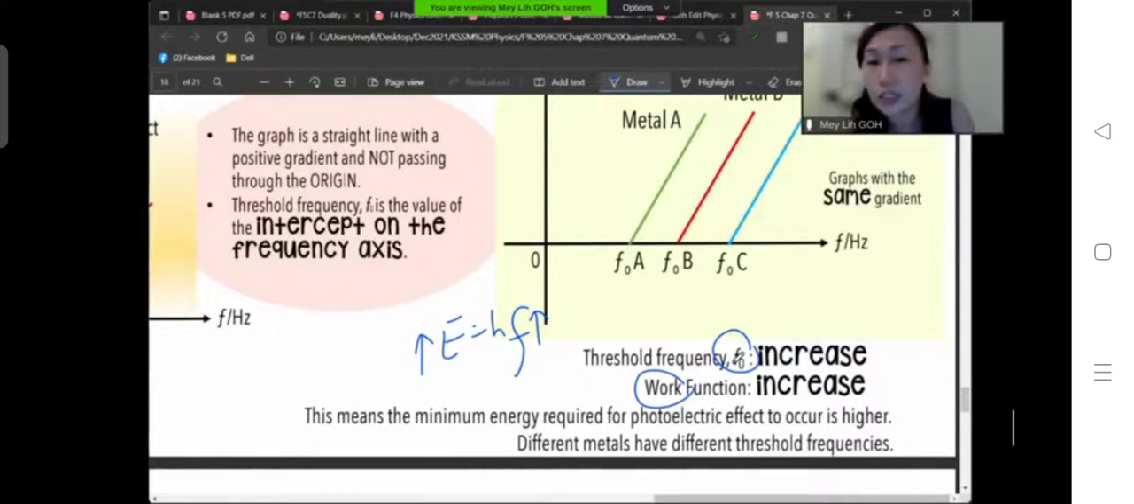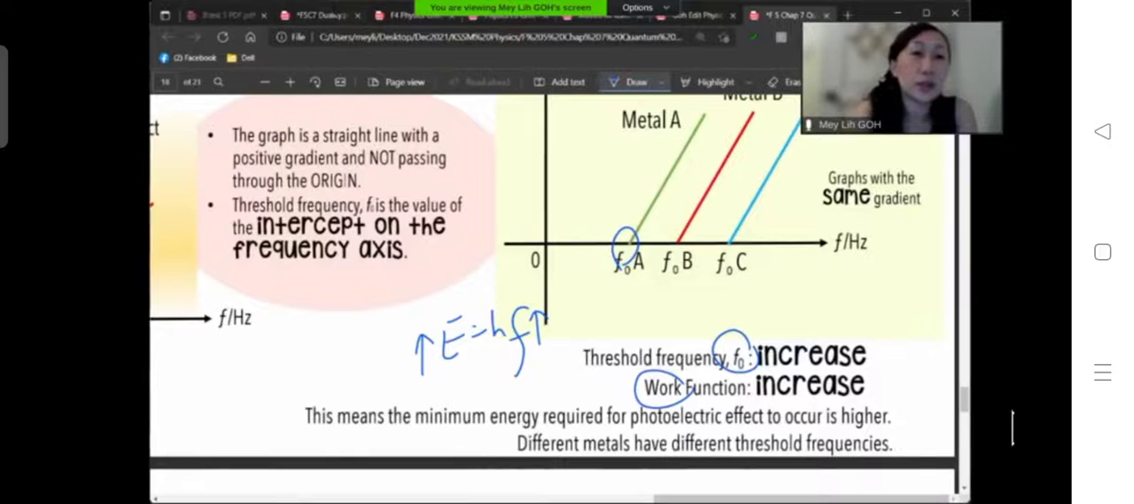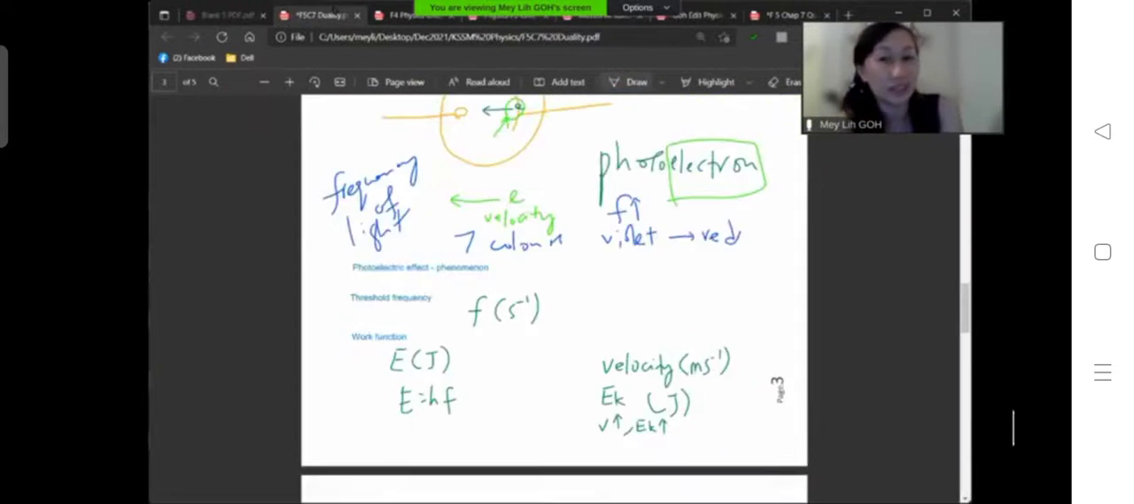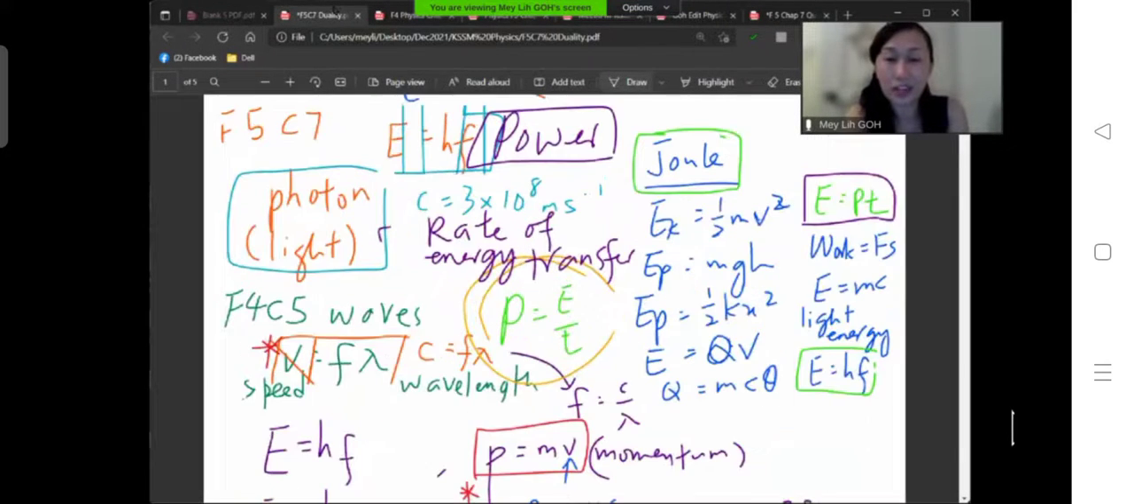Threshold frequency is a certain frequency that causes photoelectric effect to take place. Work function is the energy to cause photoelectric effect to take place. Don't these two definitions sound very similar? Similar, right? Just start from the word. One is frequency, one is energy. Please take note that work is a kind of energy. This is what Miss Go likes to always say. Work is a kind of energy. It is in this list. Work is a kind of energy.